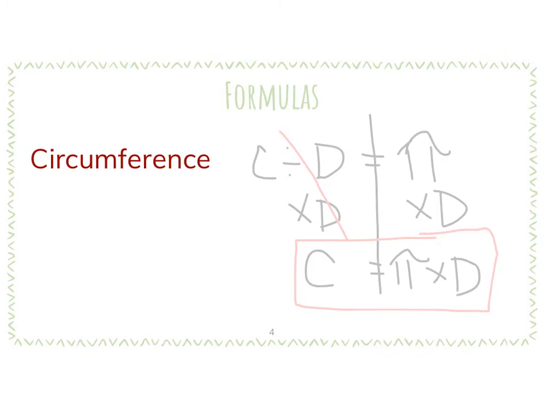Okay, so this is the formula. Circumference equals pi times diameter. All right, so this is where it comes from, and this is the formula that you will need in the future.